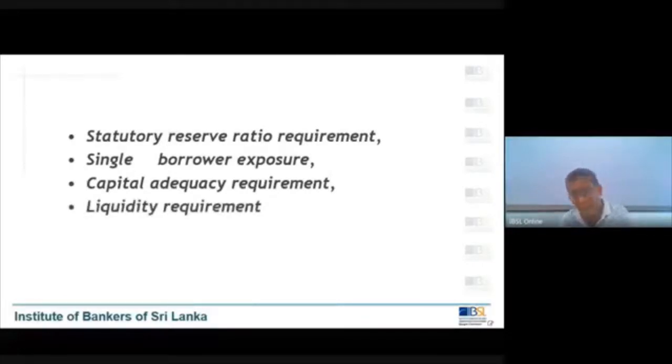Then there may be liquidity requirements also. What is the present liquidity requirement you need to maintain as a bank? It is 20% of your total, right? 20% you need to maintain. And apart from that, two new liquidity requirements were also introduced by Basel III, and those are the liquidity coverage ratio and the net stable funding ratio. So these things, don't worry, we are going to learn under survey and commercial banking.